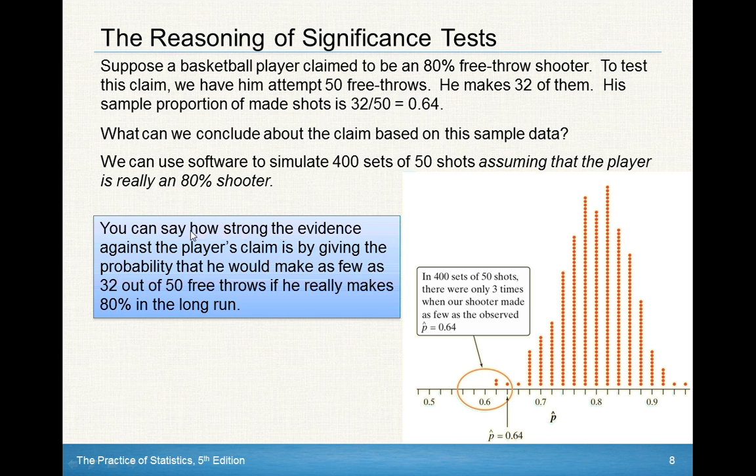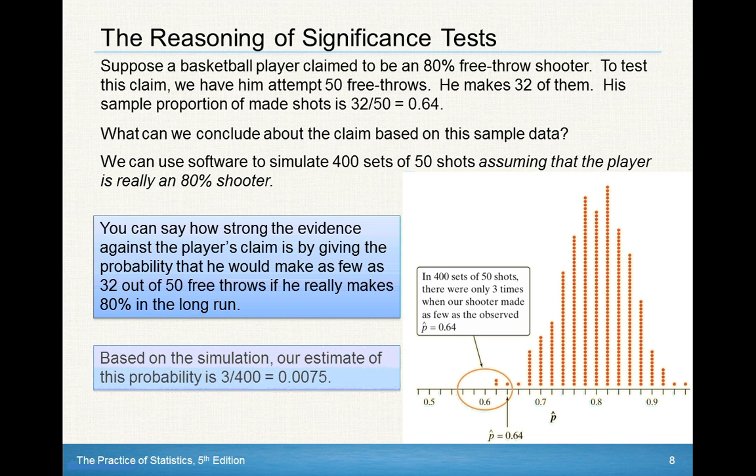We can measure how strong the evidence against a player's claim is by giving the probability that he would make as few as 32 out of 50 free throws if he really makes 80%, if he's really an 80% free throw shooter. Based on this simulation, it's pretty unlikely. In fact, it only happens 0.0075, or 0.75% of the time.